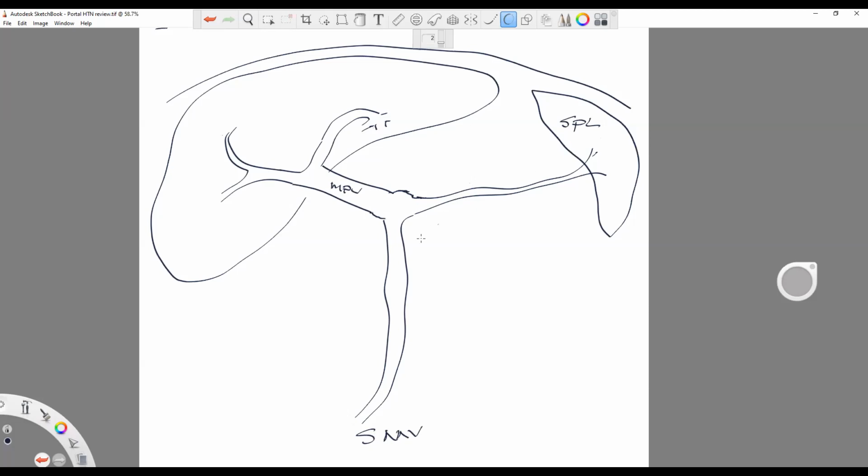Spleen, so that's the splenic vein. Let me just draw it in. I don't often draw it because we really never see it in ultrasound. But in the case of portal hypertension, we might see it. And that is the inferior mesenteric vein. It comes up here. Usually stuck behind some gas and stuff, so not easily seen.